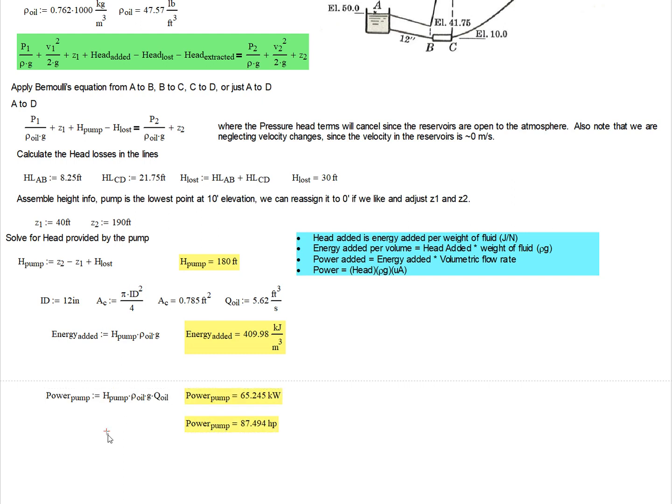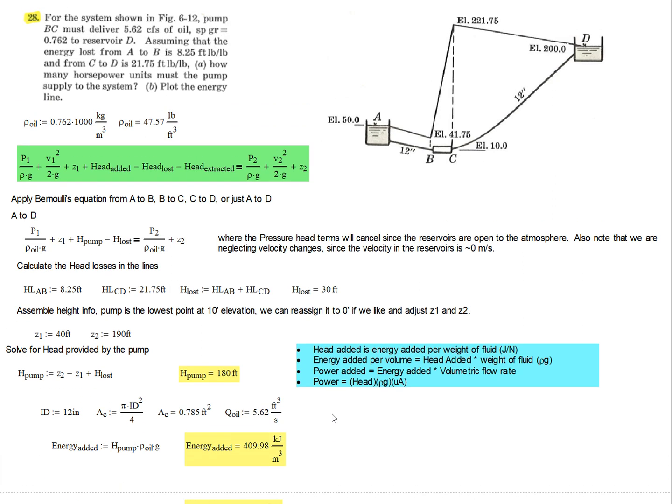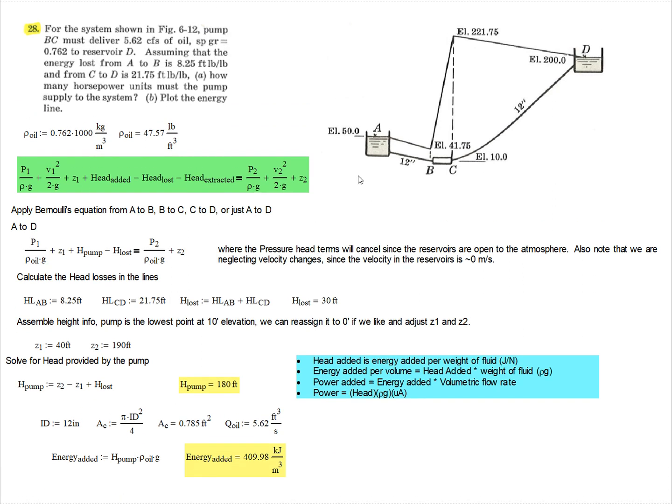The power is equal to head times rho times g times Q. And we do that in SI units. We get a value of 65 kilowatts. In American units, that ends up being 87.5 horsepower. So that is solving this problem.